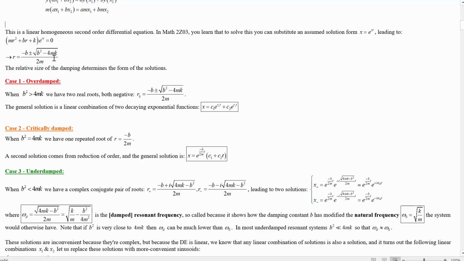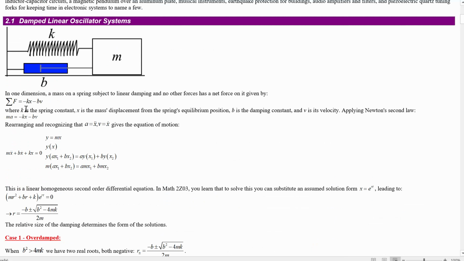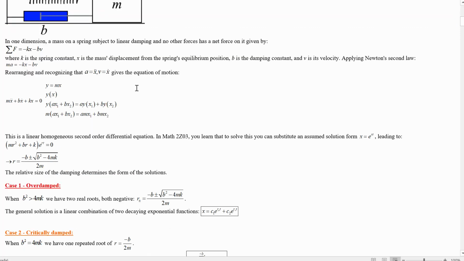So then we've got two negative roots if b squared is greater than 4mk, and that means the solutions we found are both e to the something negative times time, so decaying exponentials. If you take a linear combination of those, you'll find the general solution, but it's just the sum of two decaying exponentials, which means that if damping is big, then the mass is going to return to equilibrium by a decaying exponential function.